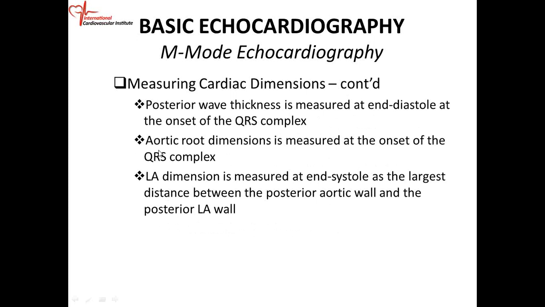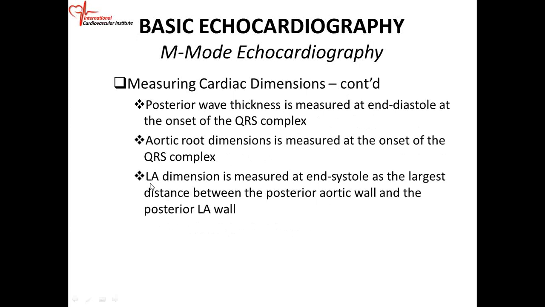The aortic root dimension is also measured at the onset of the QRS. So the aortic root would be from one aortic wall to the next aortic wall, and it's measured at the onset. So they're going to bring this in the exam. As I say, the M mode is of historical importance, so they want to make sure you know everything about M mode. So you have to know what measurements are done at the onset of the QRS, and then the other measurements that you do.